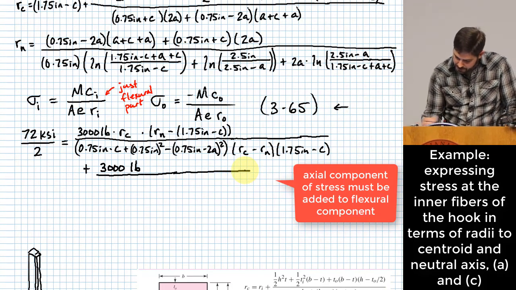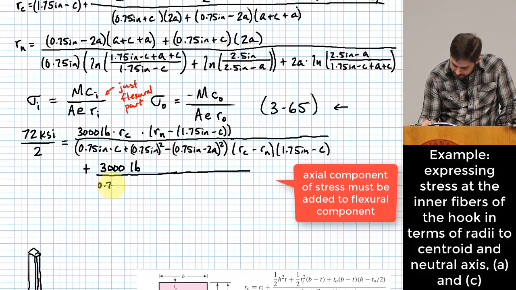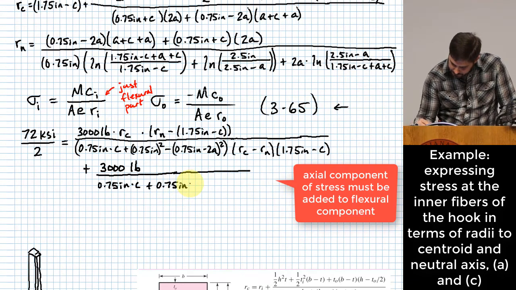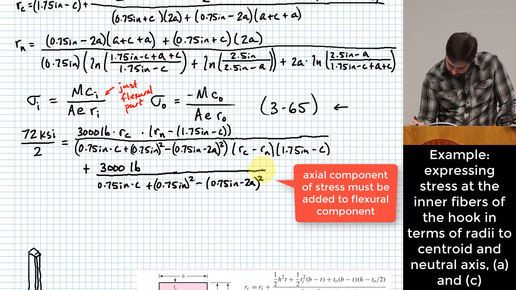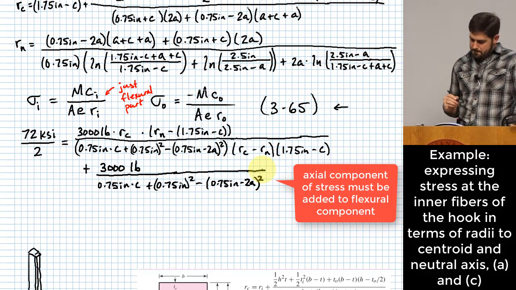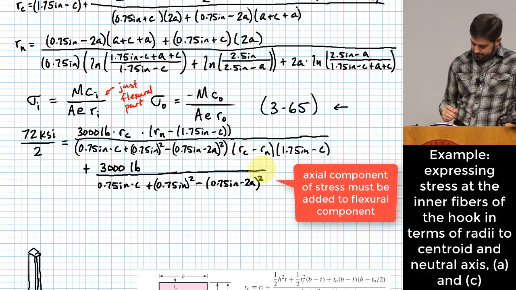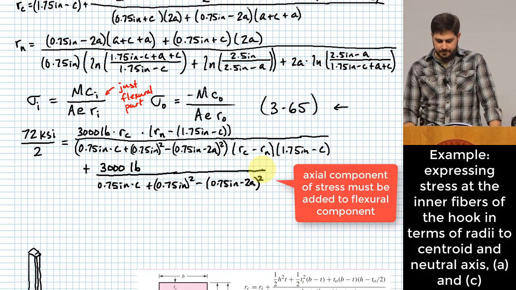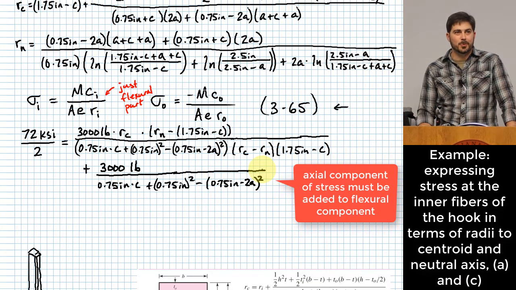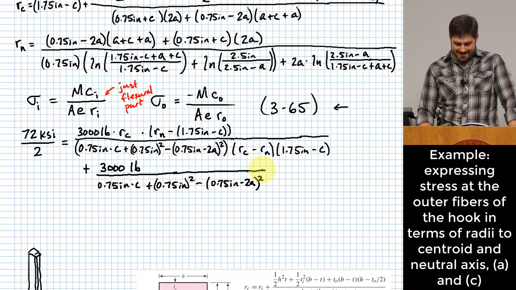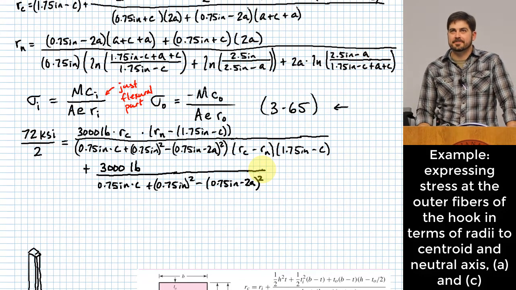And the area is what we just wrote up here. It is 0.75 inches times c plus 0.75 inches squared minus 0.75 inches minus 2a squared. We're almost there. Okay. What's next?